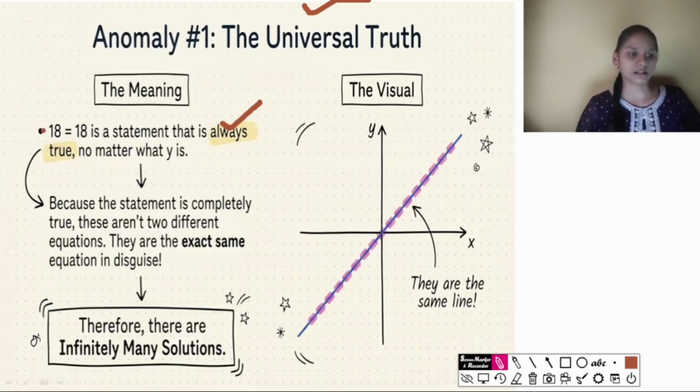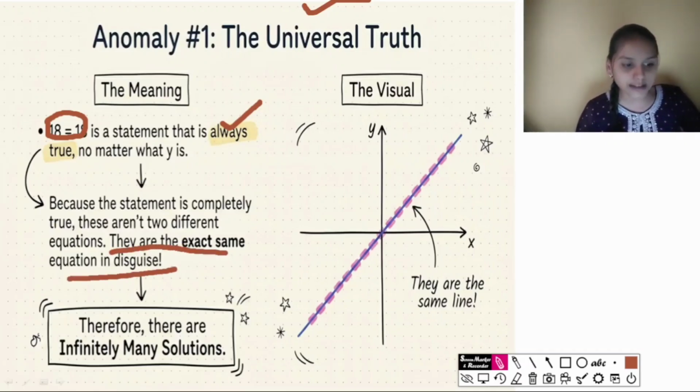See, if you get a statement like 18 is equal to 18, it tells you that it is always true, no matter what y is, whatever y is, but you are getting that value itself. This is what it is telling you. I know you may not be able to catch it yet, but let's move on, because the statement is completely true. These aren't two different equations. They are the exact same equation in disguise.